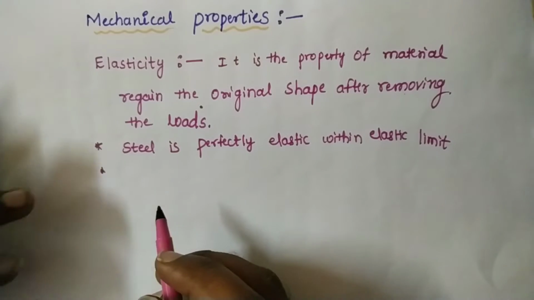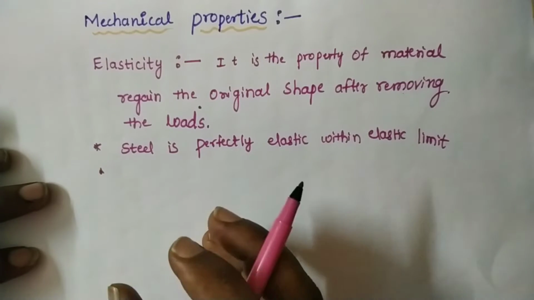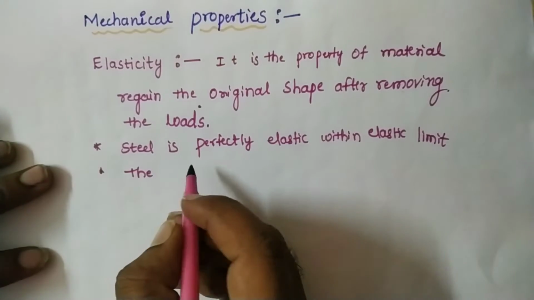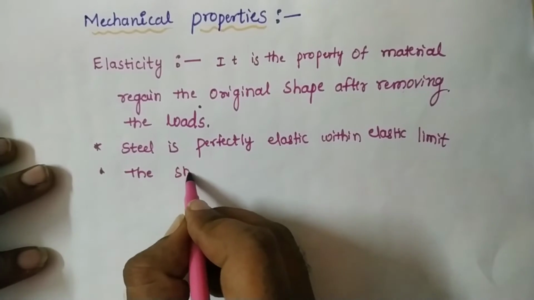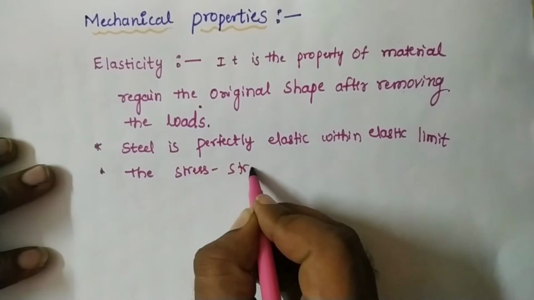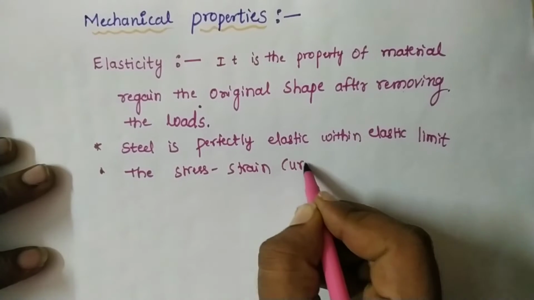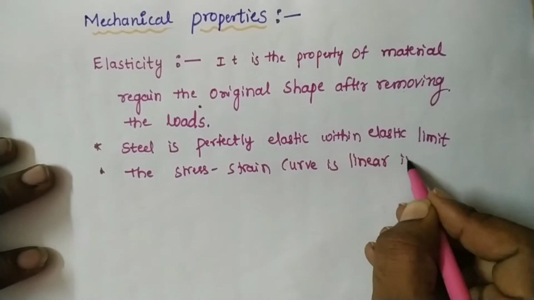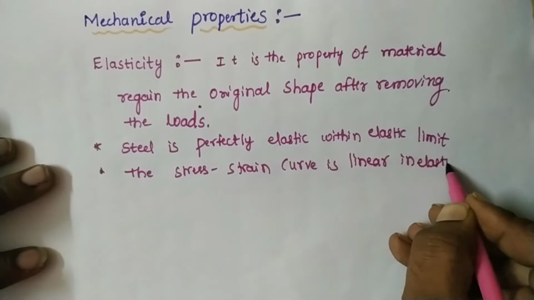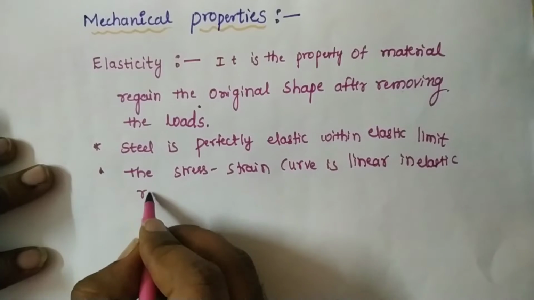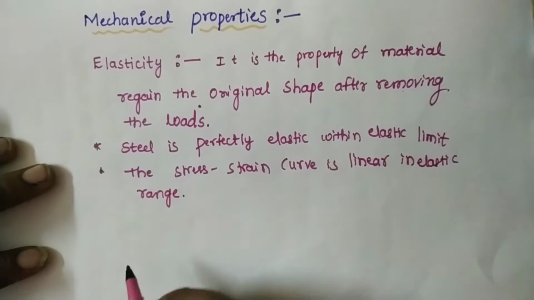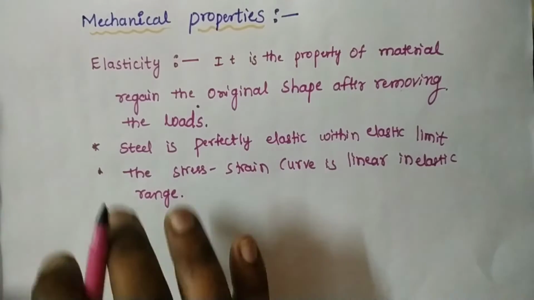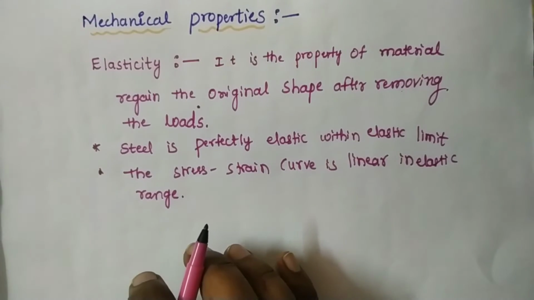Then, the stress strain curve is linear in the elastic range. Okay, so the third point is very important: the stress strain curve is linear in the elastic range. Already you know the stress and strain curve. So this is a very important property of elasticity.